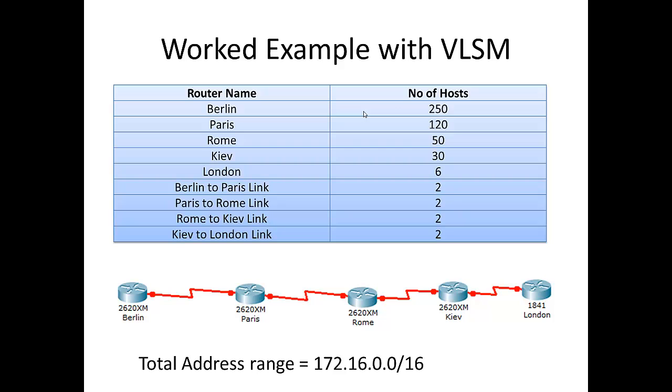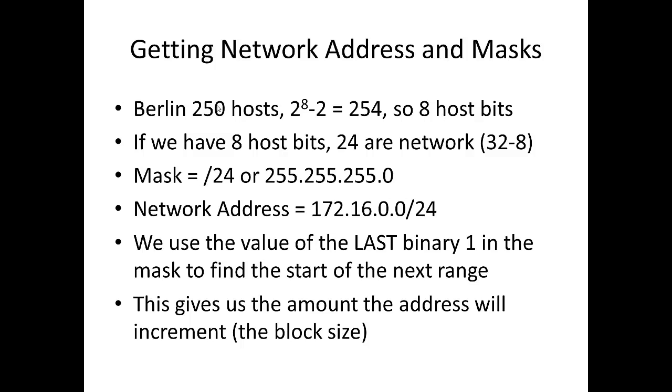254, is that enough? Yes, because it's more than the 250 that we need. So we're going to use 8 host bits. If we have 8 host bits, then the remainder must be network bits, obviously, because there are 32 bits in total. This means we're using 8 host bits for the host portion. So the mask is going to be /24, because we have 24 network bits, or the equivalent of 255.255.255.0.